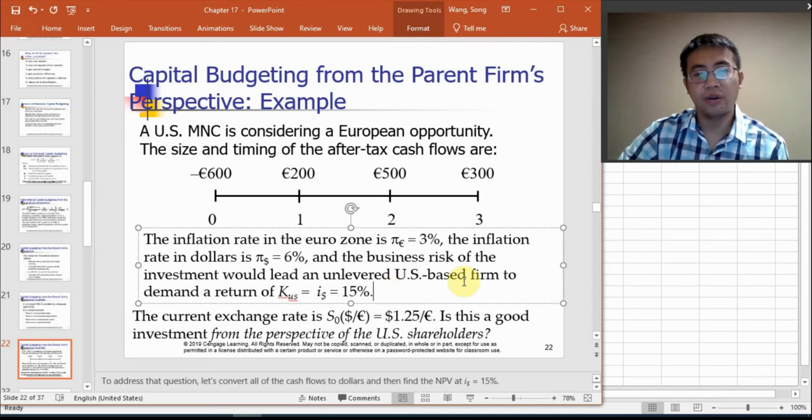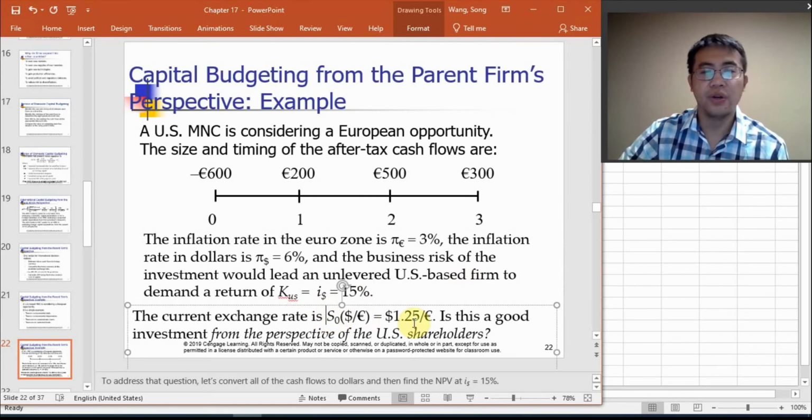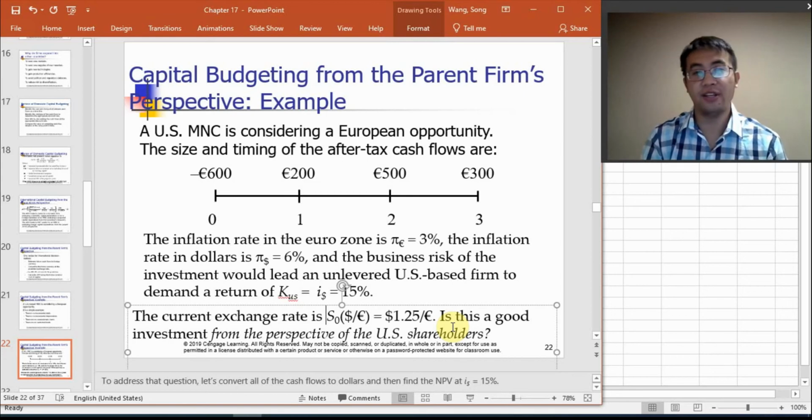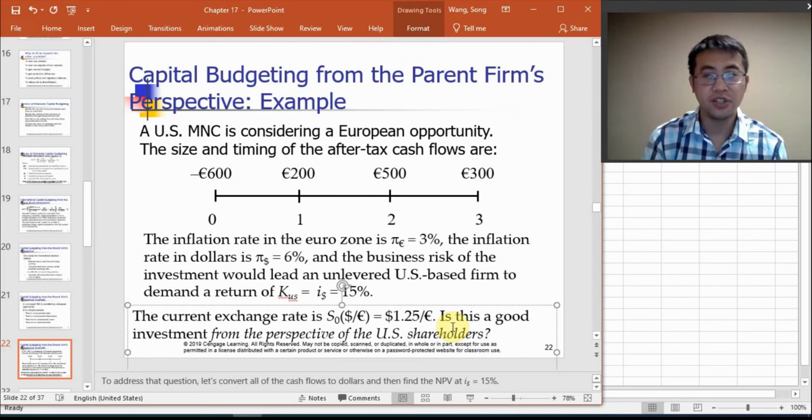Well, what is complicated is that sometimes you may need to convert this into a euro rate. Since this is a European project, we need to consider the exchange rate. Right now, the exchange rate for the euro is $1.25 per euro. And in the previous video, I showed that if the inflations of the two countries are different, then there would be a change of prices, and that's going to change the shape of export and import, and the demand and supply of the foreign currency, and then the exchange rate of the foreign currency.